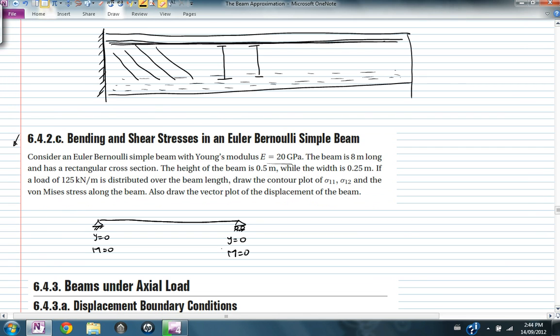Now there are many other possibilities for beams. So for example, for a beam like this, fixed, the boundary conditions would be y equals 0 and the rotation equals 0, y equals 0 and the rotation equals 0. So check those examples in your notebook, in your textbook.